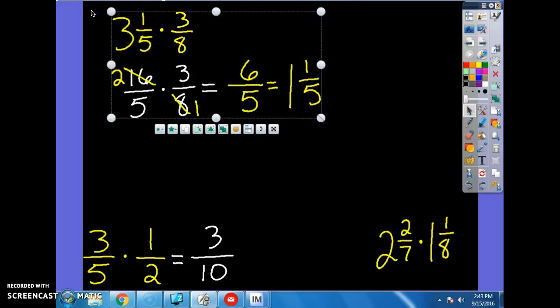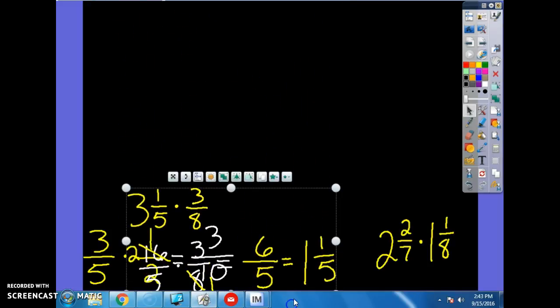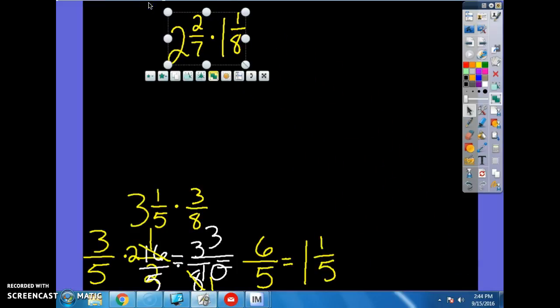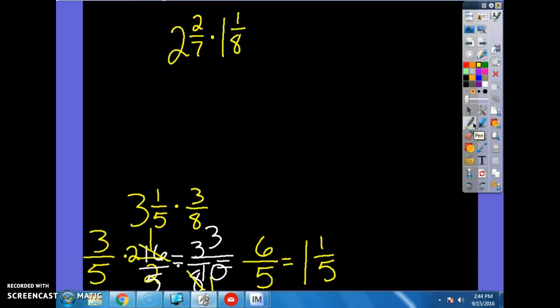Now the last problem I'm going to do will have even a couple of more steps, and that's fine. The first thing I'm going to do is change these mixed numbers to improper fractions. So 2 times 7 is 14, plus 2 is 16. I will make this 16 sevenths. And change this one: 1 times 8, plus 1 is 9. This will be 9 eighths.